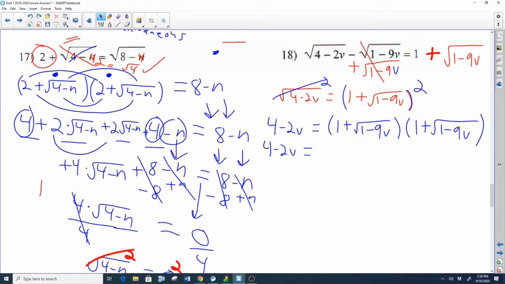So 4 minus 2v is equal to, time to FOIL it. First, 1 times 1 is 1. And we'll do the last. Now we're going to do the square root times the square root. When you're timesing a square root times a square root, that basically means that you have 2 of them, and so they'll just cancel out. So we're just going to have the 1 minus 9v.